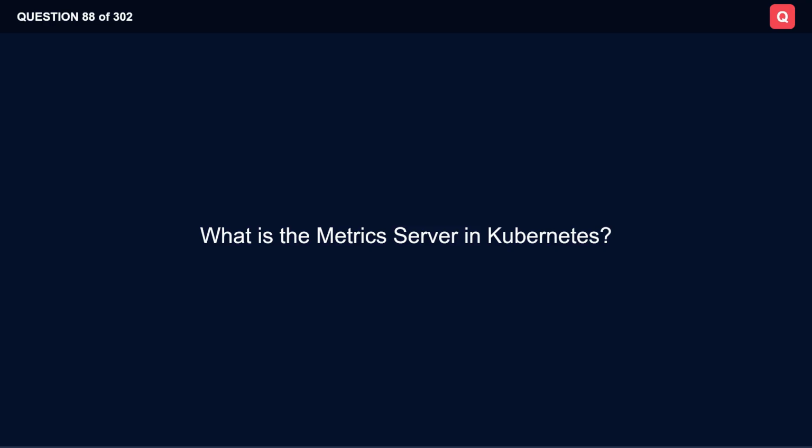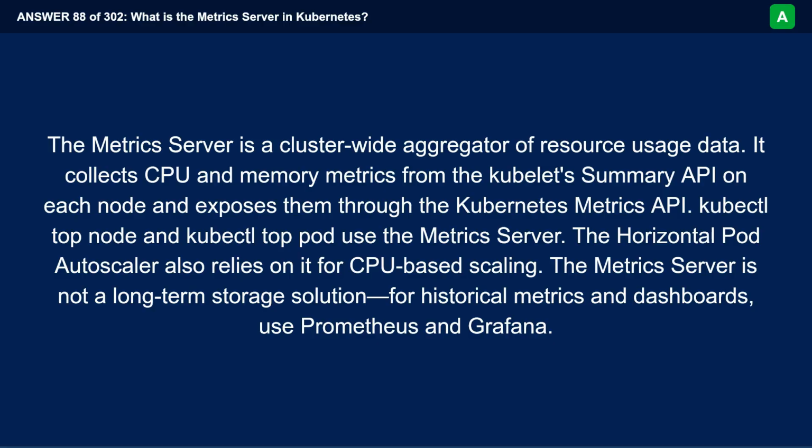What is the metrics server in Kubernetes? The metrics server is a cluster-wide aggregator of resource usage data. It collects CPU and memory metrics from the kubelet Summary API on each node, and exposes them through the Kubernetes Metrics API. kubectl top node and kubectl top pod use the metrics server. The horizontal pod autoscaler also relies on it for CPU-based scaling. The metrics server is not a long-term storage solution. For historical metrics and dashboards, use Prometheus and Grafana.